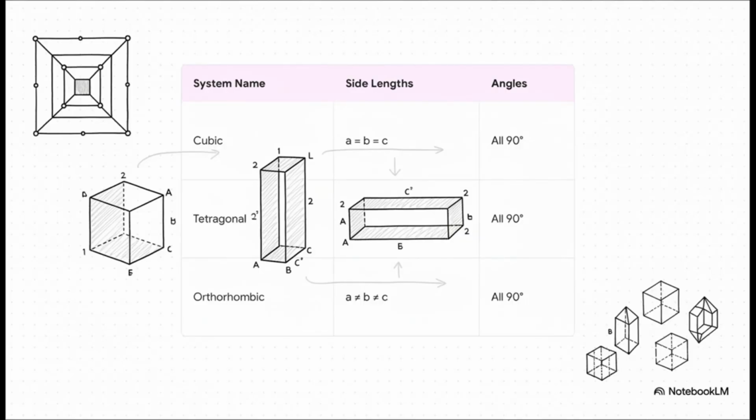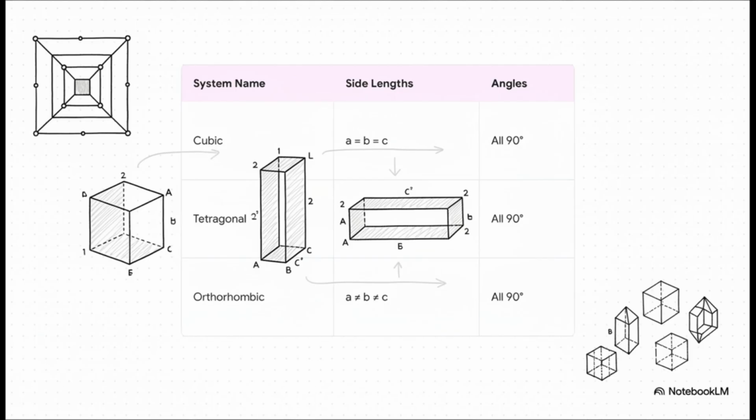Okay, so it all starts with some pretty simple geometry. The first 3 systems are the easiest to picture. They're all based on a perfect box with 90-degree angles. The only thing that changes is the length of the sides. You start with a perfect cube, where all sides are equal. Then, if you stretch one side, bam, you get a tetragonal system. Stretch a different side, and now you've got an orthorhombic system.